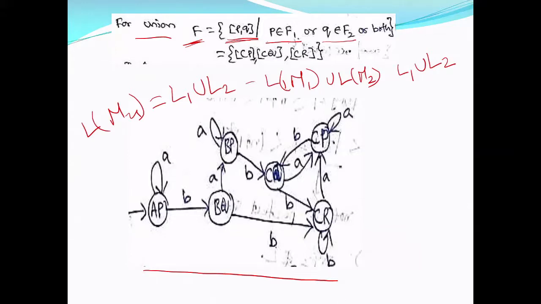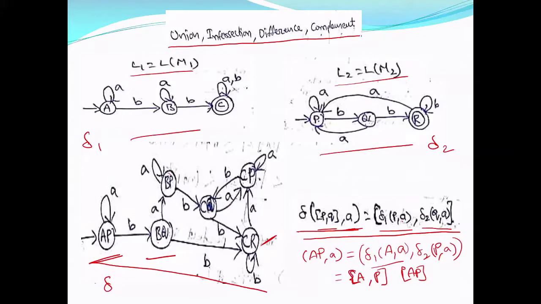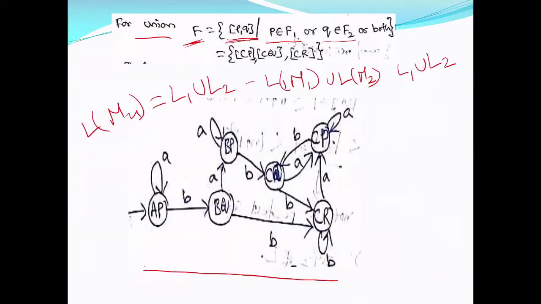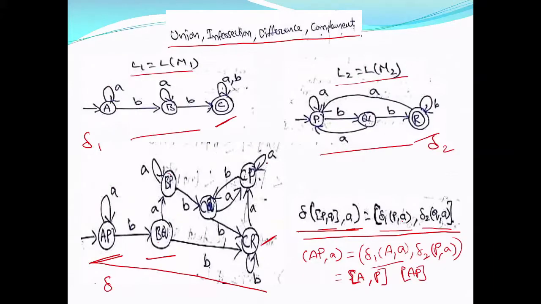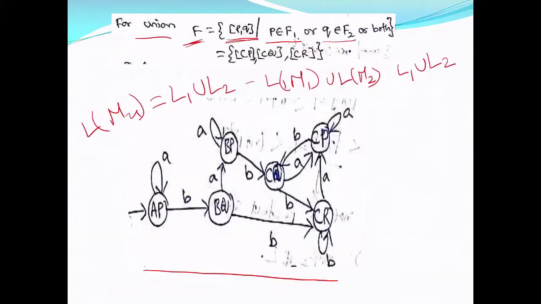For example, if I look at this, in the original FAs, C and R are the final states. So wherever I see C or R or C and R, it is going to be a final state. So I have this will become a final state, this will become a final state, and this will become a final state. If you make these three final states, then this will accept the language which is nothing but the union of L1 and L2.